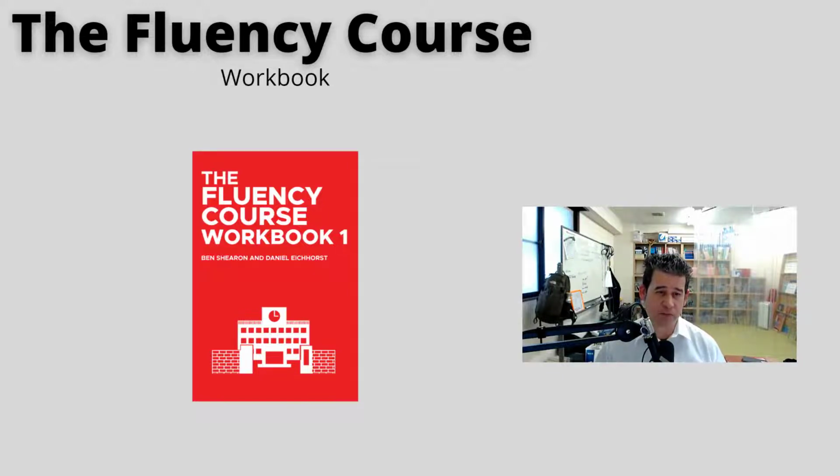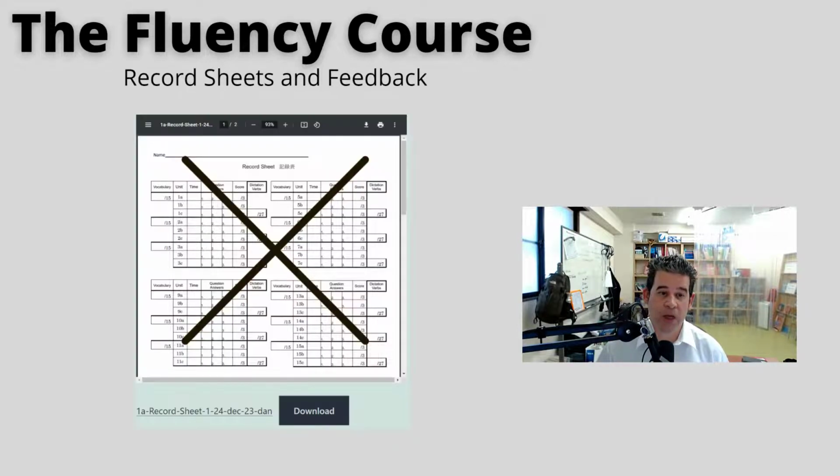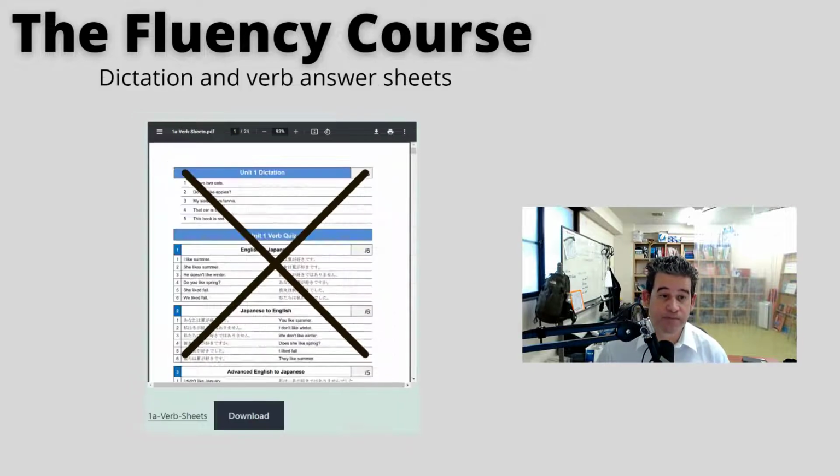So I think that's going to be the main way that people can use the Fluency course materials for free, which is basically the speaking sheets together with perhaps the workbook. Obviously, the record sheets aren't going to be very useful if you're not doing the vocab quizzes and the timed readings. And the same with the dictation and verb answer sheets. I do recommend doing the dictation activity, but you don't need these sheets to do that. You can just use a notebook or a piece of paper.